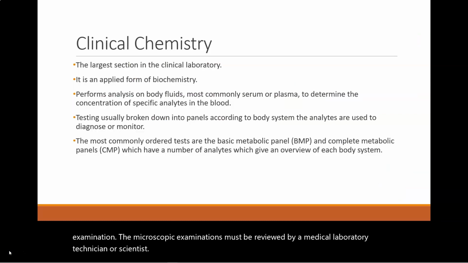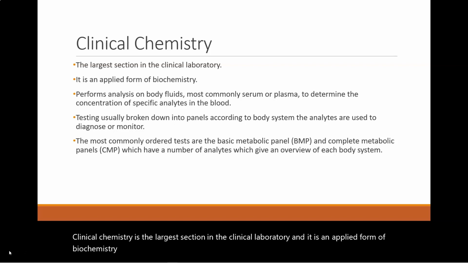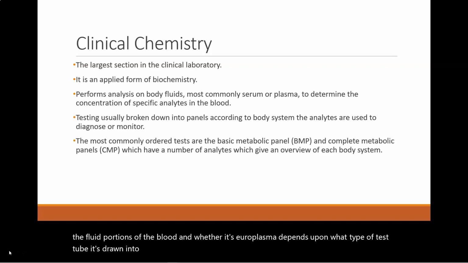Clinical chemistry is the largest section in the clinical laboratory, and it is an applied form of biochemistry. It performs analysis on body fluids, most commonly serum or plasma. These are the fluid portions of the blood, and whether it's serum or plasma depends upon what type of test tube it's drawn into during a blood draw. And it's used to determine the concentration of specific analytes in the blood.